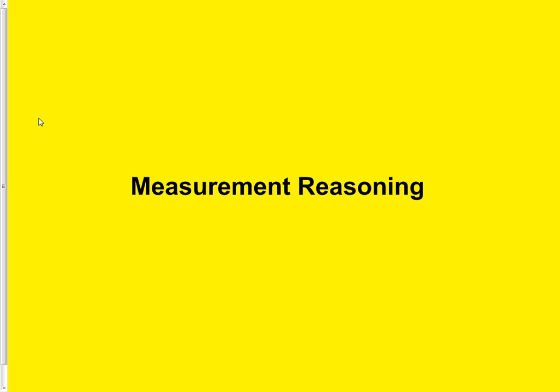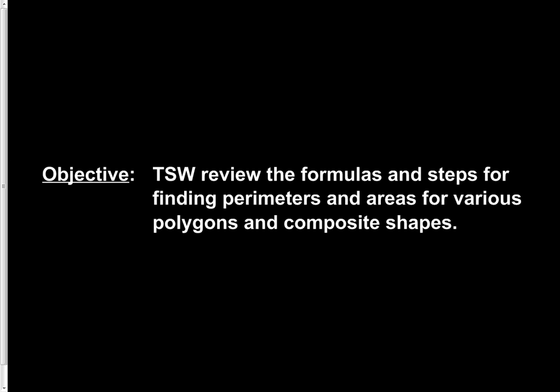Today we're going to continue on with a little bit of the reasoning discussion in a slightly different direction, and we're going to be looking at some measurement reasoning for the next couple of days. Our objective for these days will be to review the formulas and steps for finding perimeters and areas for various polygons and composite shapes. Now, as we move through this, a lot of it's going to seem like review, and a lot of it is review.